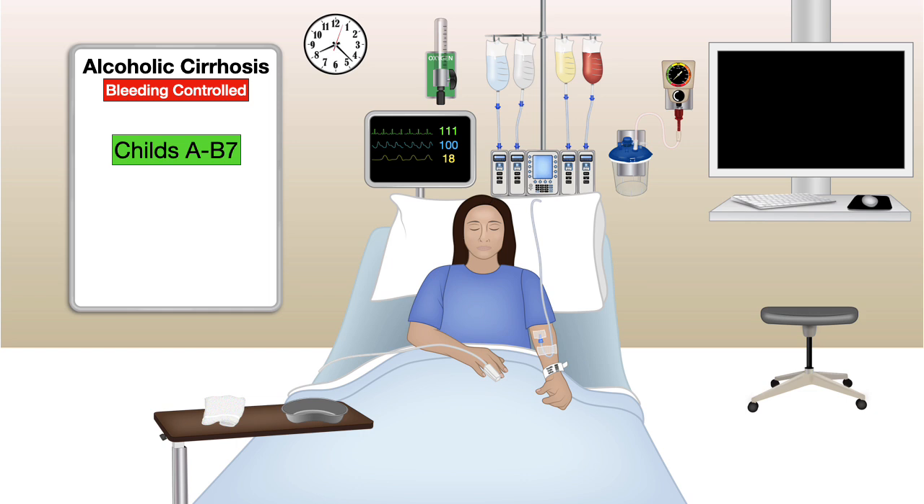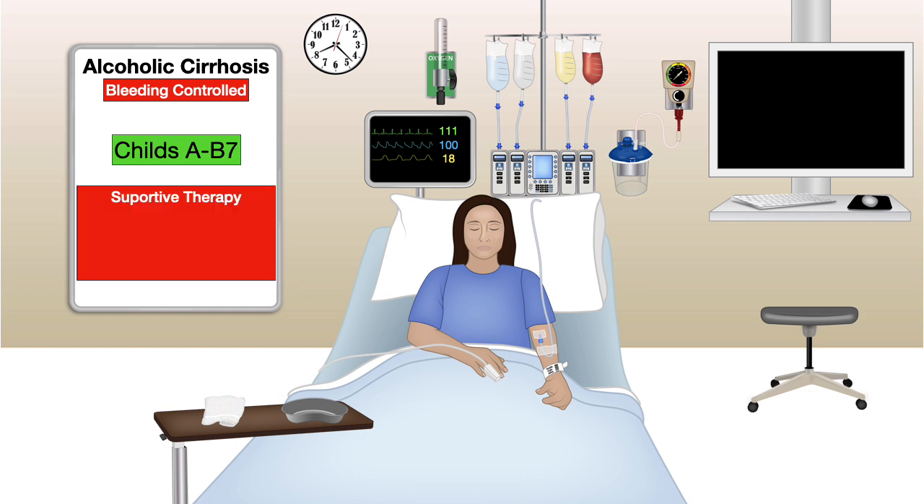In that case, what you do is you continue the supportive therapy. We have started the octreotide. We continue the octreotide for anywhere between 3 to 5 days. We continue the intravenous ceftriaxone, and if the patient does well, you could restart oral intake. And then once the patient starts oral intake, it's a good idea to start them on a non-selective beta blocker.